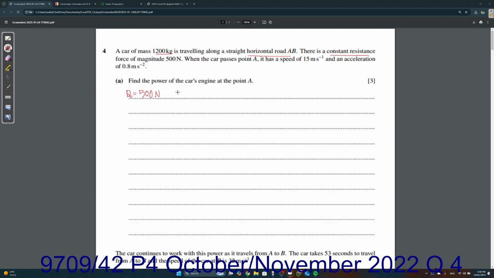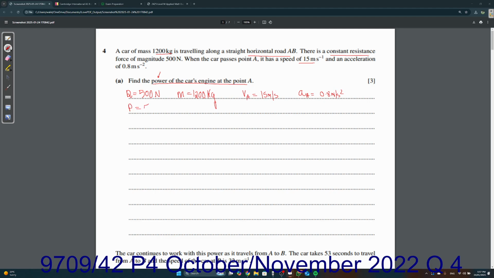You're given the mass is 1200 kilograms. When the car passes point A, it has a speed of 15 meters per second. So V at A is equal to 15 meters per second, and the acceleration at A is equal to 0.8 meters per second squared. What are they requiring? They're requiring the power of the car's engine at the point A.